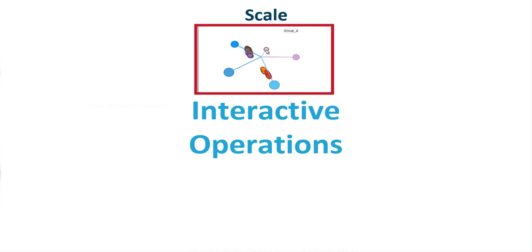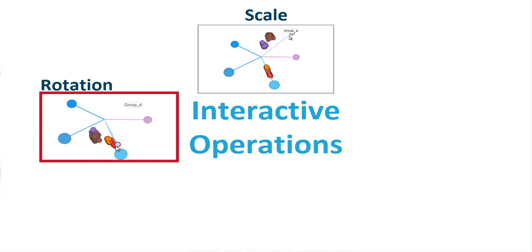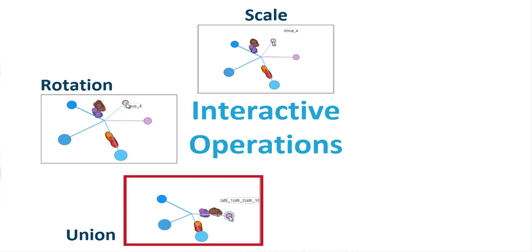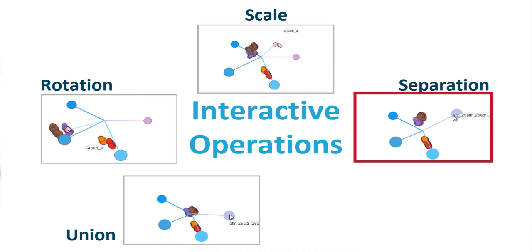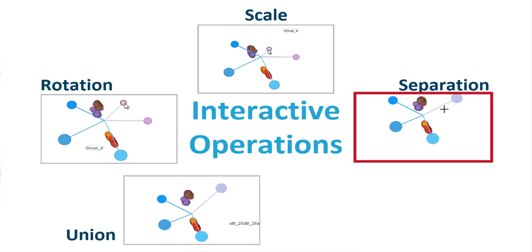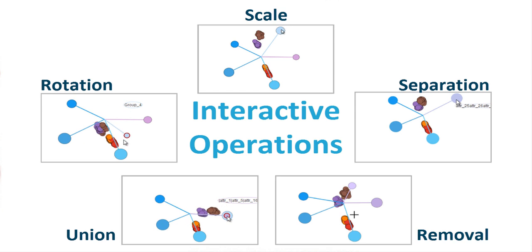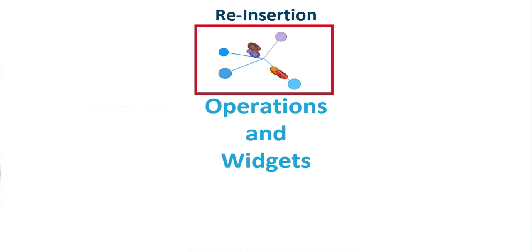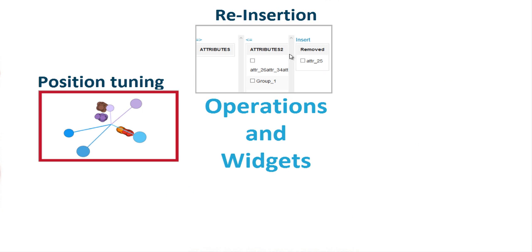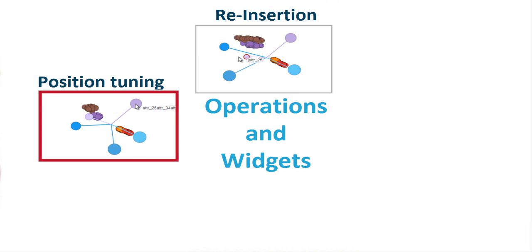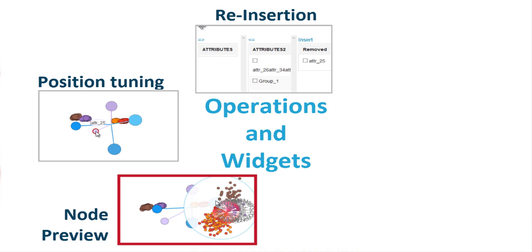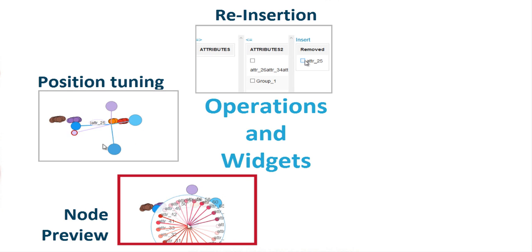dimension in the layout, rotation to modify the direction of dimension contribution, union to group attribute axes and combine contributions, separation to split clusters of attribute axes and incorporate individual contributions, removal to remove axes and disregard their influence, reinsertion to reinsert removed dimensions, position tuning as an automated mechanism to arrange attribute axes in the visual space, and some complements like node preview, which magnifies a clustered axis as a local star coordinates visualization.